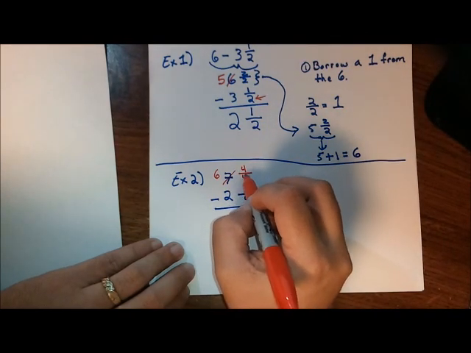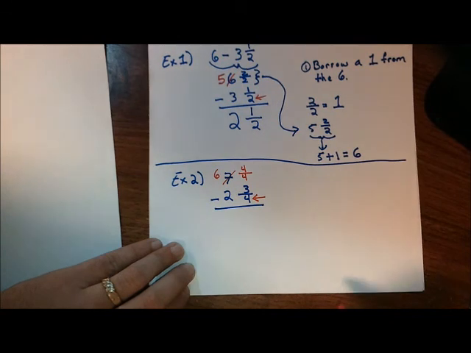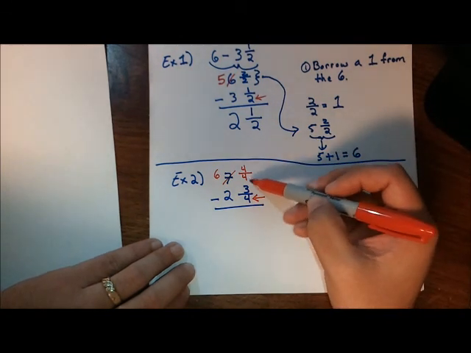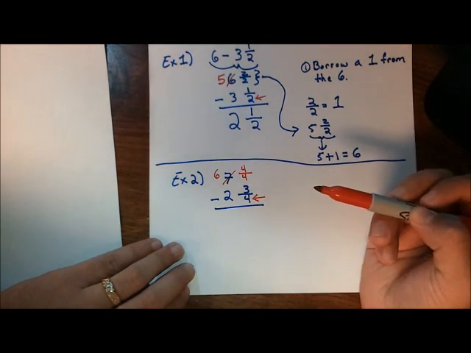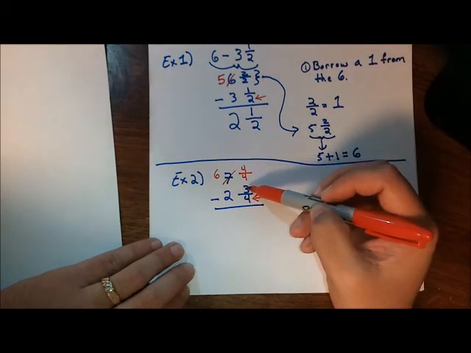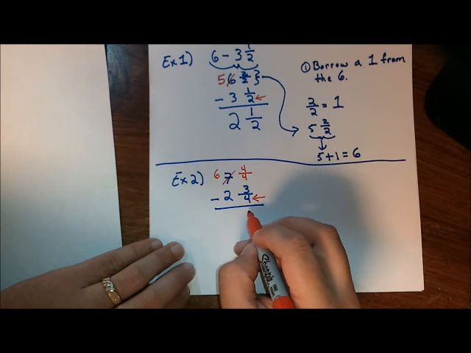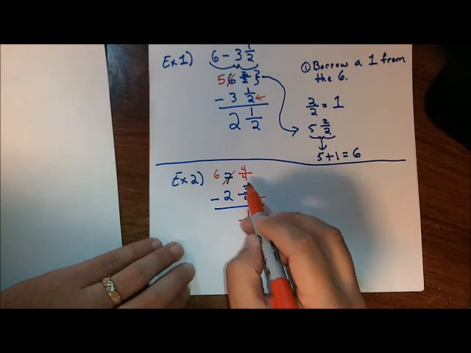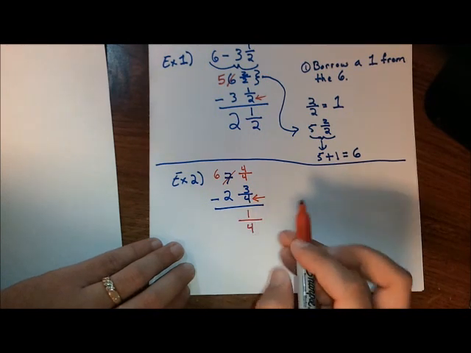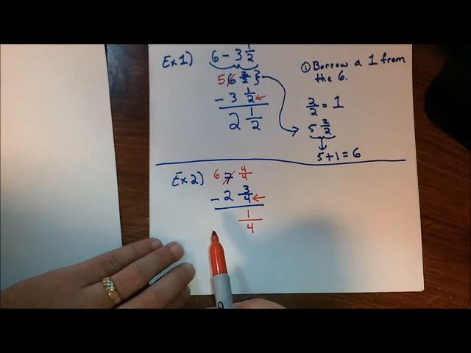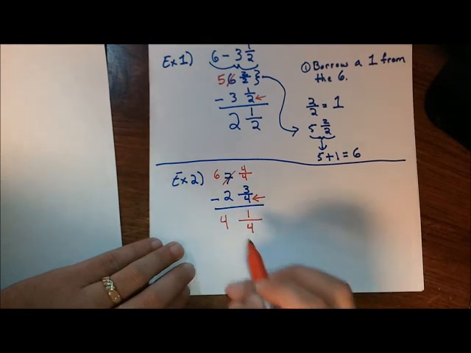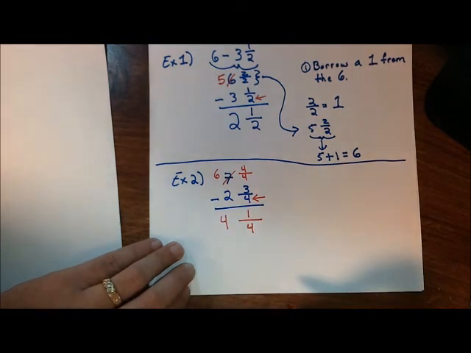4 over 4. So the denominators for the fractions are the same, so we can subtract. And can we take away 3 from 4? Yes. 4 minus 3 is 1. The denominator stays the same. 6 minus 2 is 4. So our mixed number is going to be 4 and 1/4.